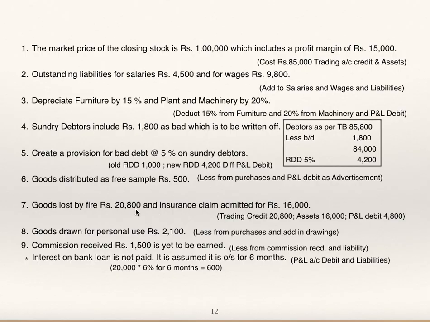Goods lost by fire 20,800, trading account credit for goods lost by fire 20,800. Insurance company admitted claim for 16,000, 16,000 to be debited to assets, and the difference between these two is the actual loss, it is to be debited to profit and loss account 4,800. Eighth adjustment we have done, ninth adjustment we have done, and the implied adjustment, hidden adjustment, interest on bank loan also we have done. Now check whether you get gross profit or gross loss.